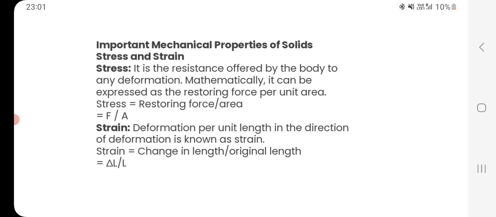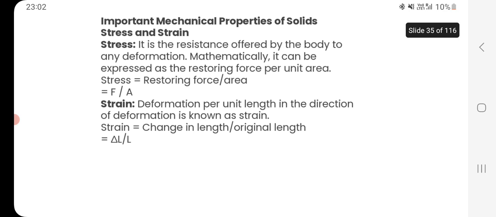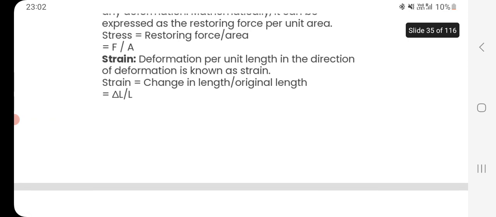Stress is the resistance offered by the body to any deformation. Mathematically, it can be expressed as the restoring force per unit area. Stress equals restoring force by area, equal to F by A. Strain, deformation per unit length in the direction of the deformation, is known as the strain. Strain equals change in length by original length, or delta L by L.